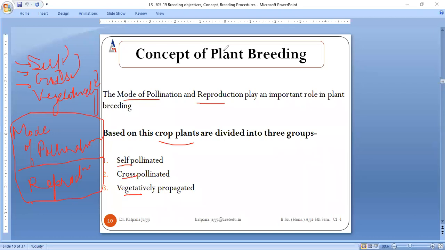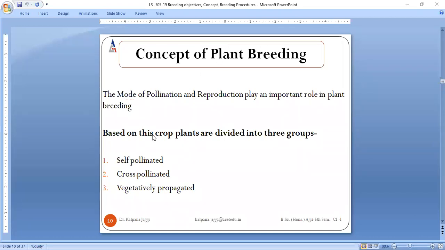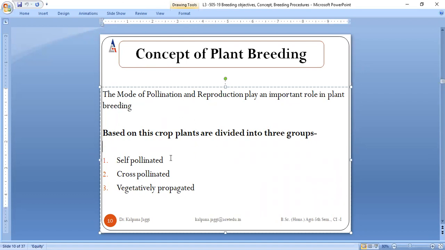First, I will make you familiar with the features of these self, cross, and vegetative. Then I will come to the concept of plant breeding, like why we need to breed self-pollinated species, why we need to breed cross-pollinated species, why we need to breed vegetatively propagated species. That is all about the concept of breeding. But before I actually tell you why we need to breed these species, we must be familiar with the features of self, cross, and vegetative. That is what makes the difference in the concept of plant breeding among the three.